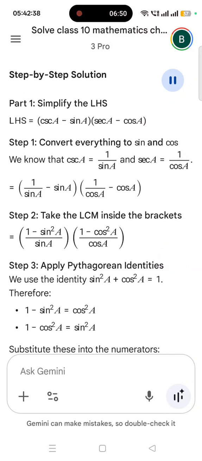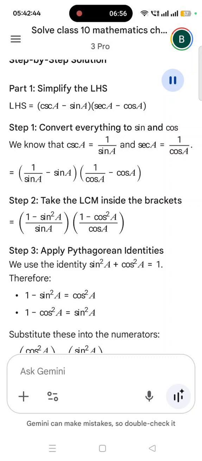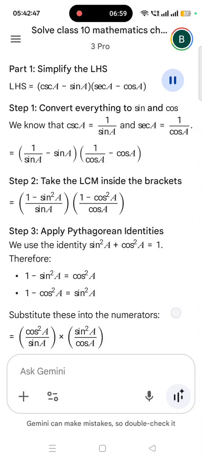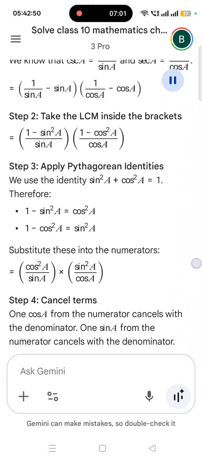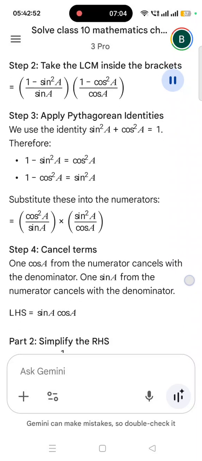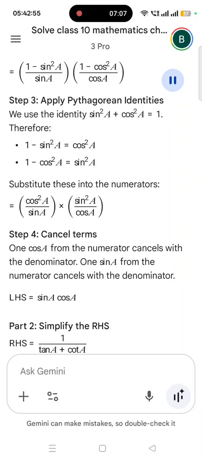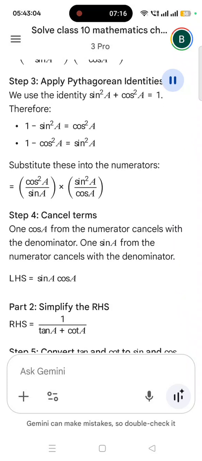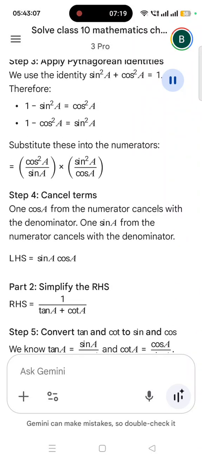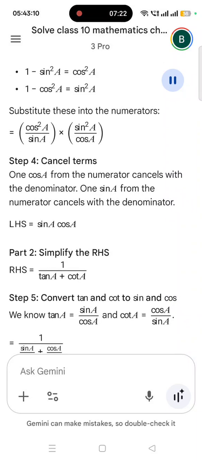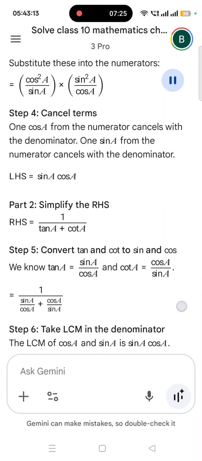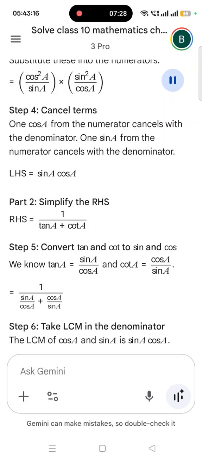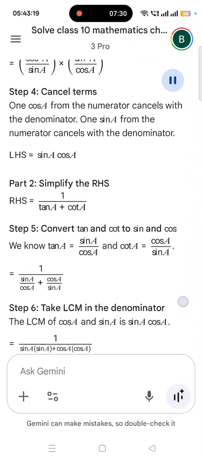Step 1. Convert everything to sin A and cos A. We know that cosec A equals 1 over sin A and sec A equals 1 over cos A. Step 2. Take the LCM inside the brackets. Step 3. Apply Pythagorean identities. We use the identity sin squared A plus cos squared A equals 1. Therefore, 1 minus sin squared A equals cos squared A, and 1 minus cos squared A equals sin squared A. Substitute these into the numerators. Step 4. Cancel terms. One cos A from the numerator cancels with the denominator. One sin A from the numerator cancels with the denominator.